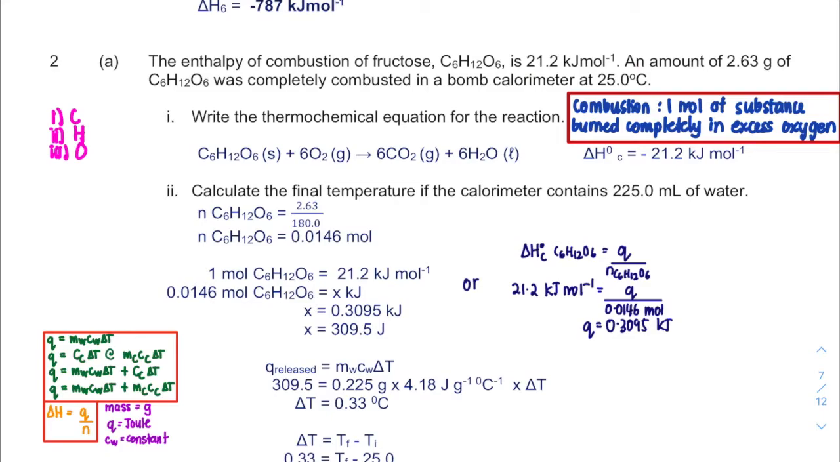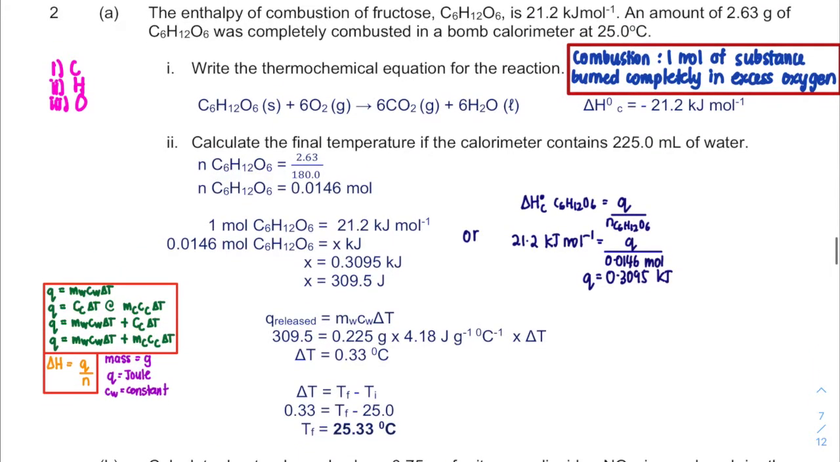Next, question number 2 asks to calculate the final temperature if the calorimeter contains 225 ml of water. This question has a few more steps, because we have to retrace the steps. The final temperature we get from our delta T.